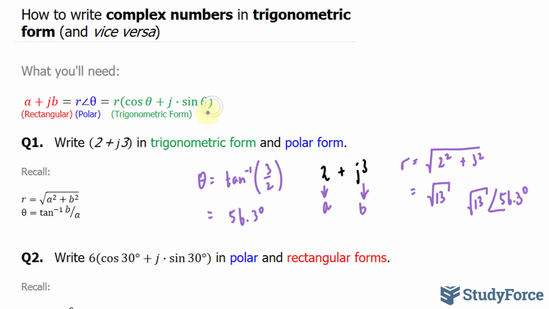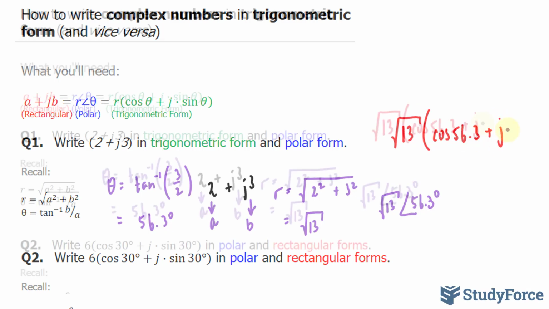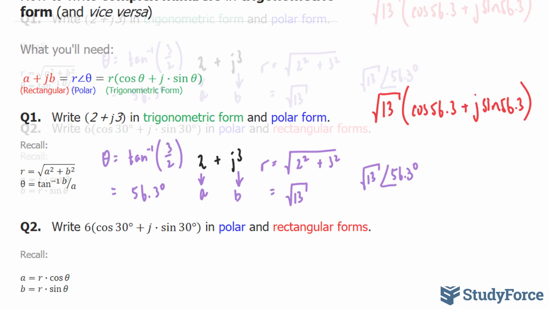to substitute it here. My r value is the square root of 13 bracket cosine of 56.3 plus j sine 56.3. And at this stage, you do not need to evaluate cosine 56.3, nor do you need to evaluate that. Once you have it in this format, you're done. That's it. Let's move on to question 2.